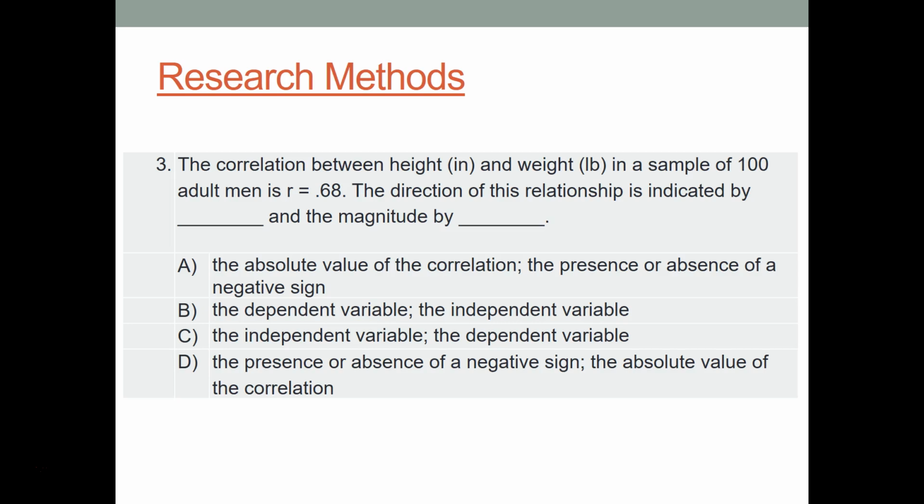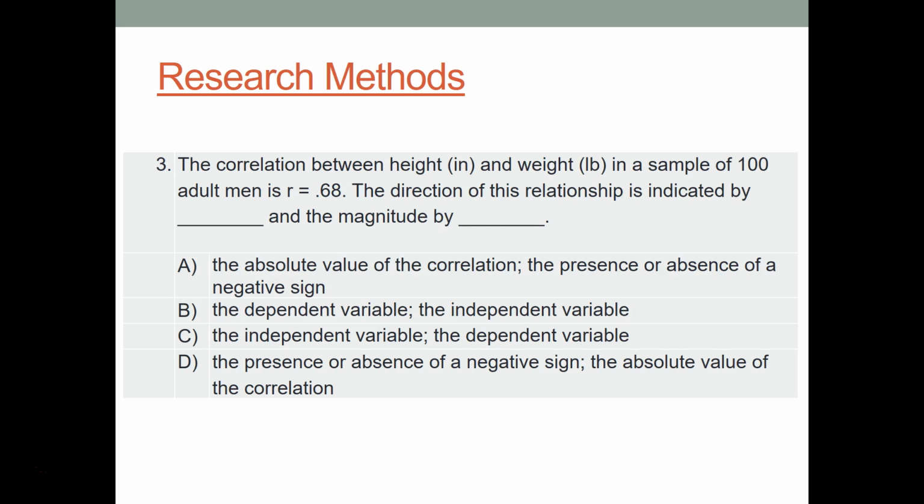Question 3. The correlation between height in inches and weight in pounds in a sample of 100 adult men is R equal 0.68. The direction of this relationship is indicated by blank and the magnitude by blank. Okay, so this is a question from our research methods lectures and wanting to think about what that correlation coefficient, that R value, means and how we interpret it.